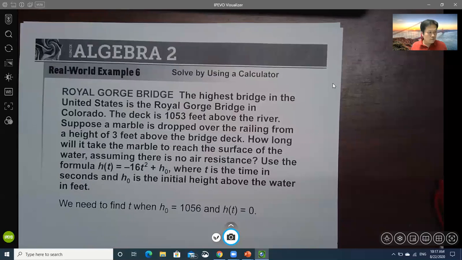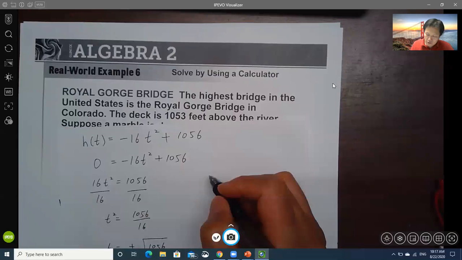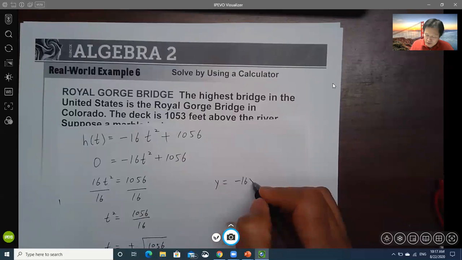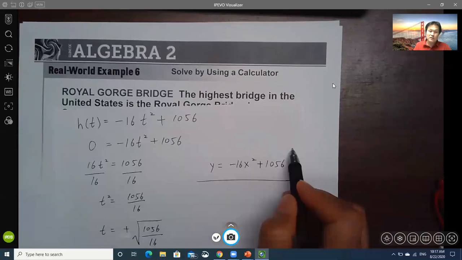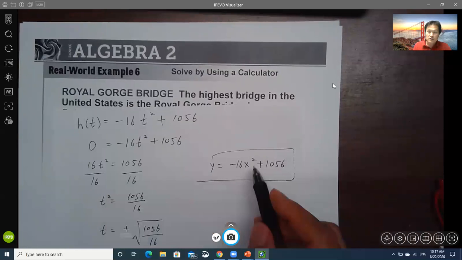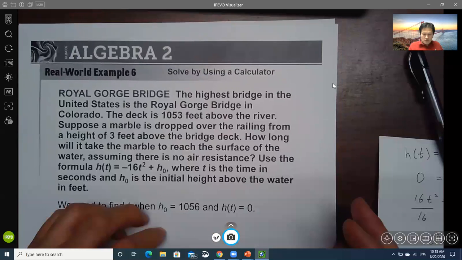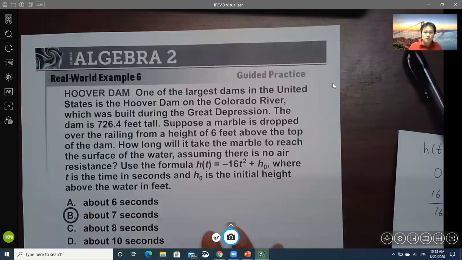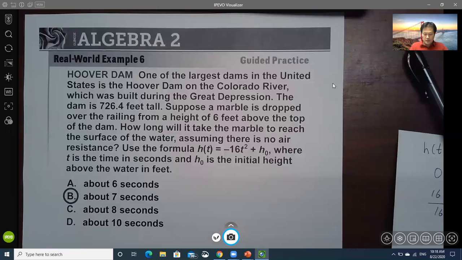Okay. What they did here is they graphed this. They graphed y equal to minus 16 x squared plus 1056. I used x instead of t. So they graphed this, and they found the zeros. But that calculation wasn't that bad. Okay, pause the video. Please try this.